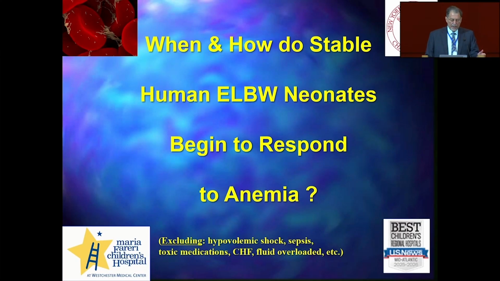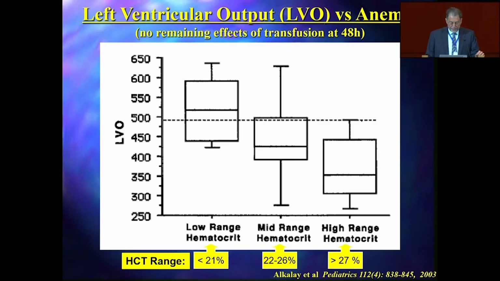So why don't I change the question somewhat and make it into how and when do stable human neonates, low birth weight, below 1,000, below 28 weeks, when do they respond to anemia? So I'm not talking about septic shock, I'm not talking about toxic medications, heart failure, PDAs, fluid overload. I'm just talking about a growing, healthy, premature baby, 4 or 5 weeks after birth, maybe on full feedings, cannulas, 3 or 4 centimeters of CPAP, that kind of a thing, where it's just anemia.